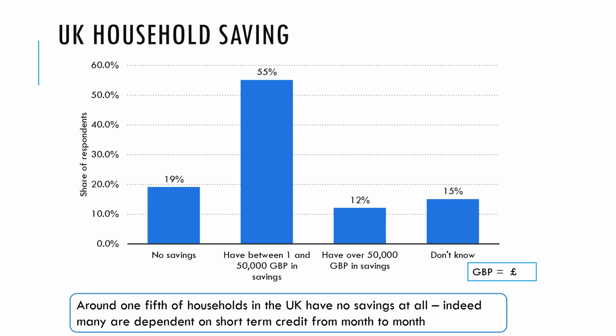Let's have a look at the level of UK household saving. A recent survey suggested that 19% of households have no savings at all. 55% have between £1 and £50,000 in savings. 12% have over £50,000 in savings, and 15% just don't know. Around a fifth of households in the UK have no savings at all. Indeed, many are dependent on short-term credit to get them by from month to month.